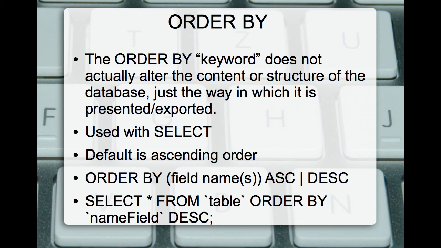The structure is listed below, where we have order by passing the field name or names, because we can have multiple order bys, and then ascending, ASC, or descending, DESC. Select everything from the table, order by name field, and have it descend. So that will take the entire table and have it go backwards by name field. So Z, Y, X, W, V, down to A.